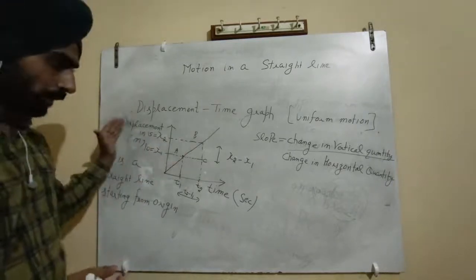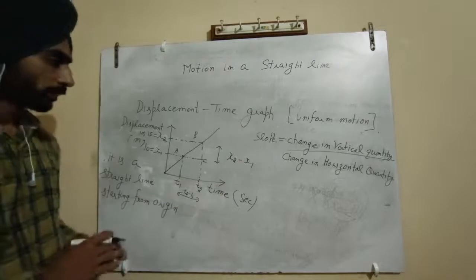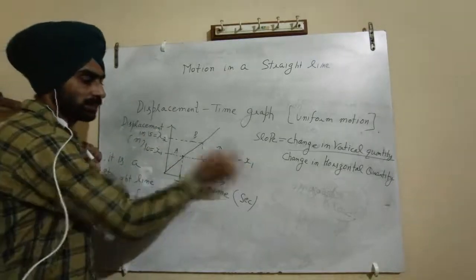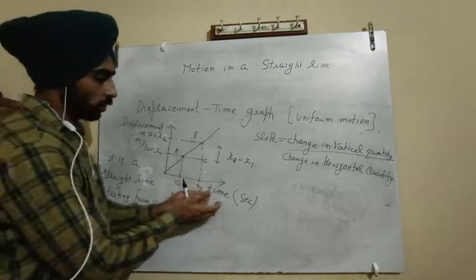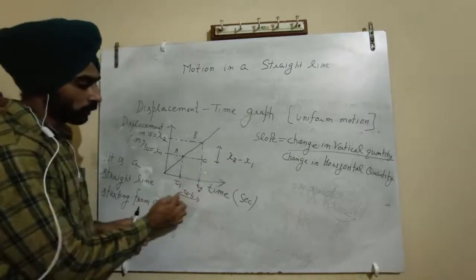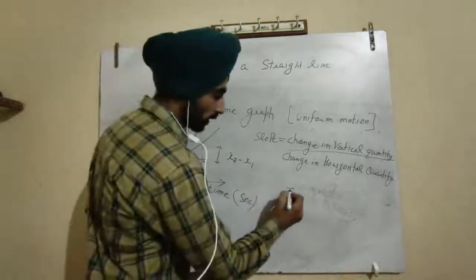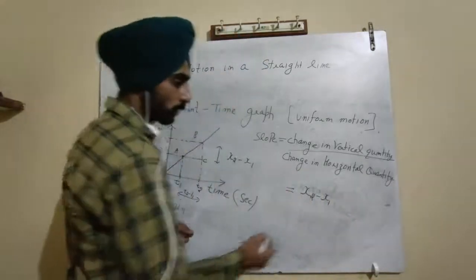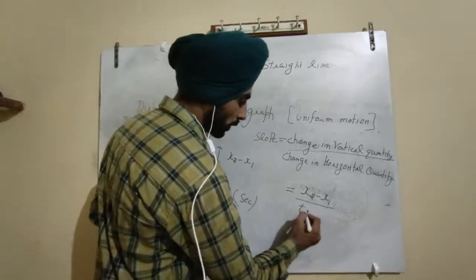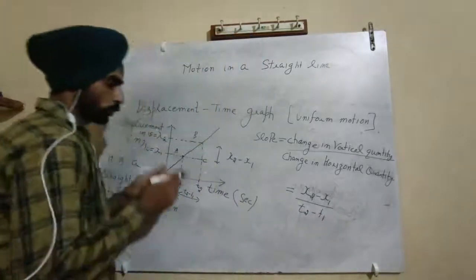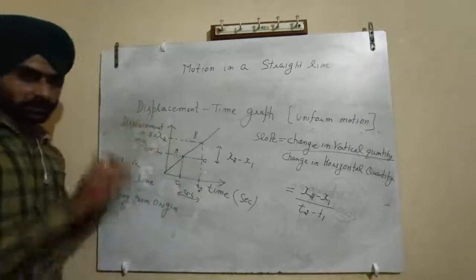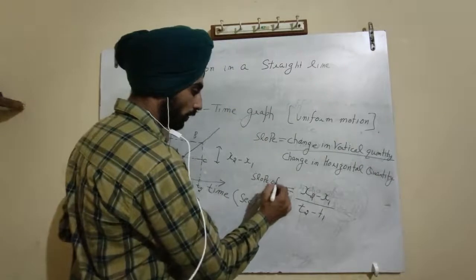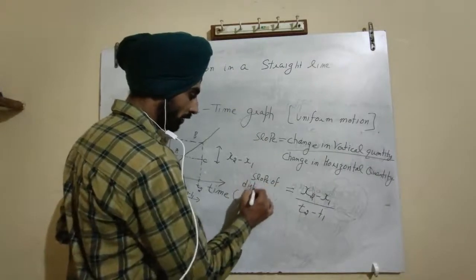Vertical quantity is displacement and horizontal quantity is time. So what is the change in displacement? This is the change, x2 minus x1. And what is the change in horizontal quantity, the change in time? t2 minus t1. So this is the slope of a displacement time graph. You can write here: slope of displacement time graph.